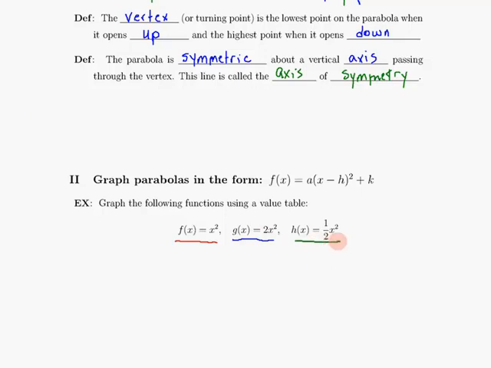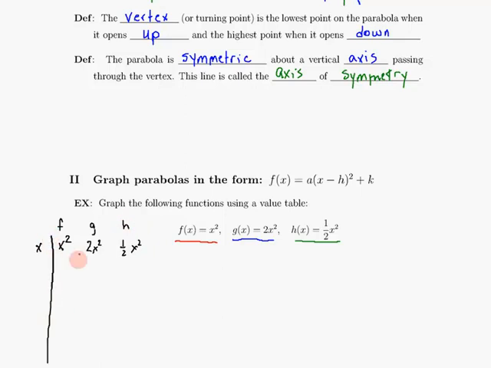Okay, so let's use a value table to construct what this graph would look like. I'm going to put an x column, an x squared column for my f function, a 2x squared column for my g function, and a 1/2 x squared column for my h function.